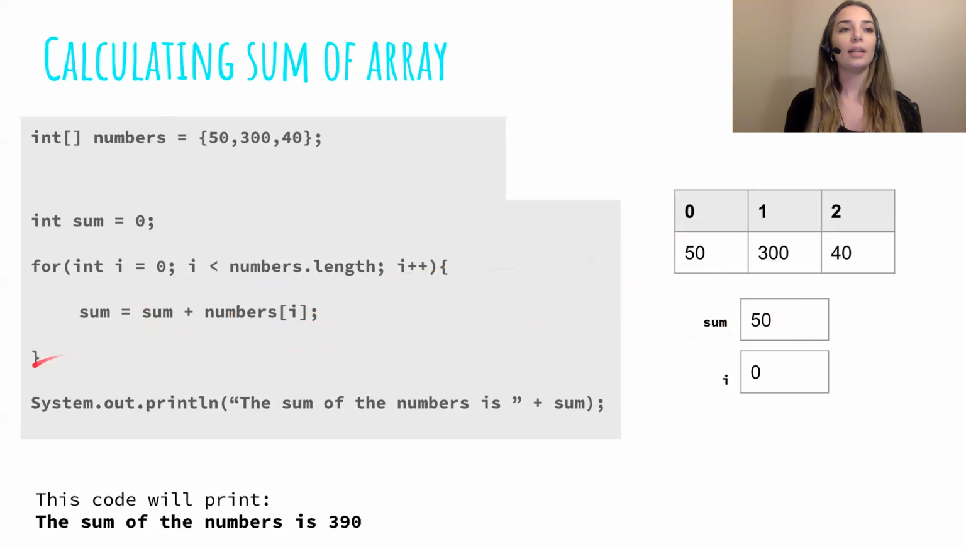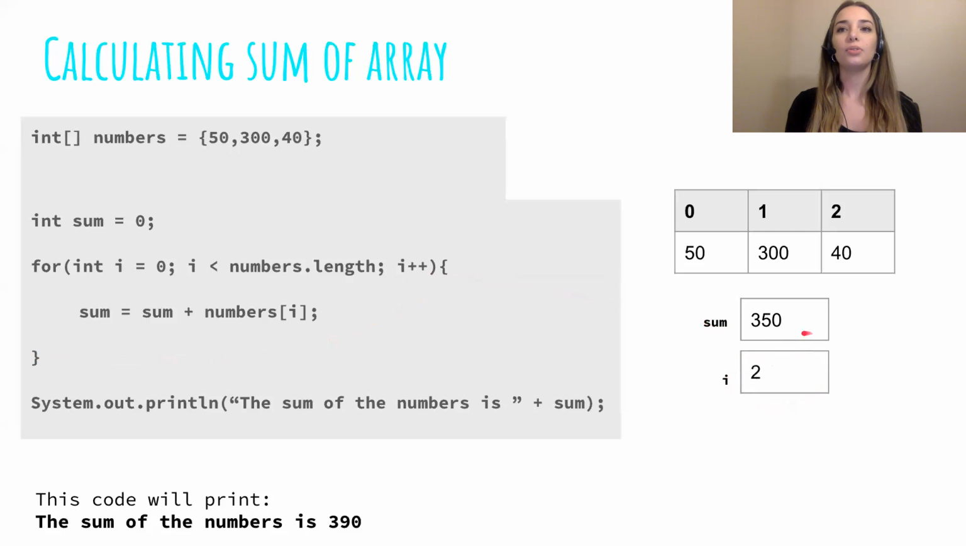And then we've reached the end of our loop. At the end of every iteration of the loop, we do whatever's here, which is just incrementing i. So now i becomes 1. We go back in here and say sum equals sum plus numbers[1]. So sum at this point is 50 plus numbers[i], which is 1, that is 300. So now we have 300 here and 50 here. That's going to give us 350, and we're going to plug that 350 back into sum. And then we're going to increment i again.